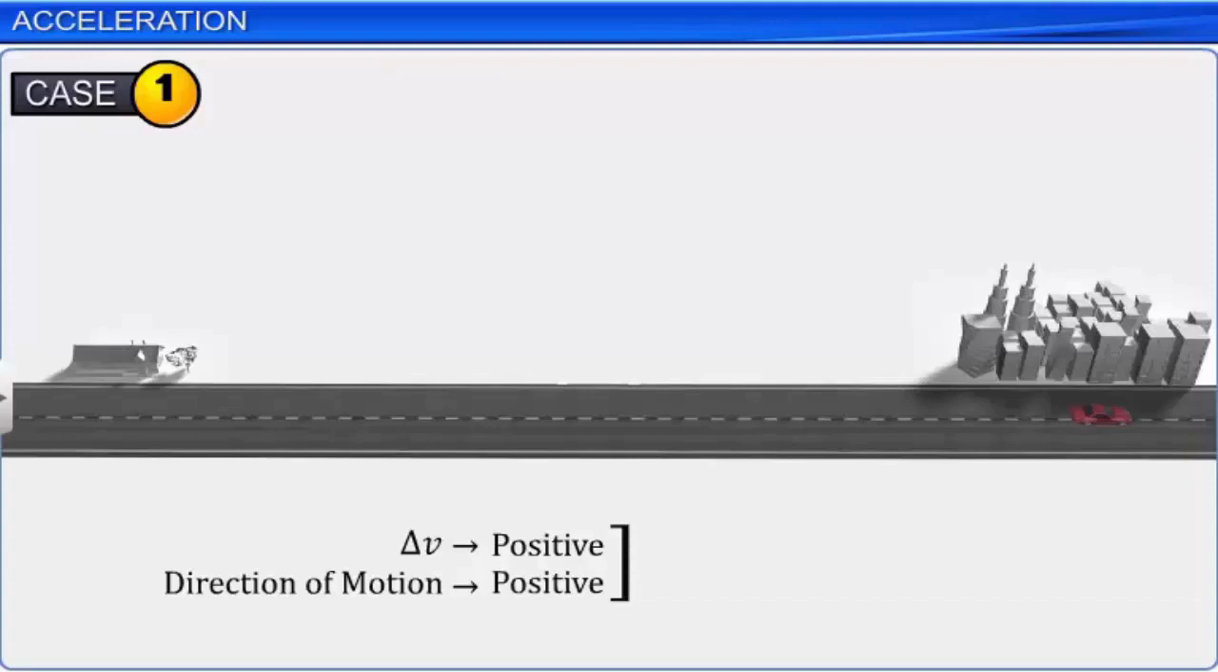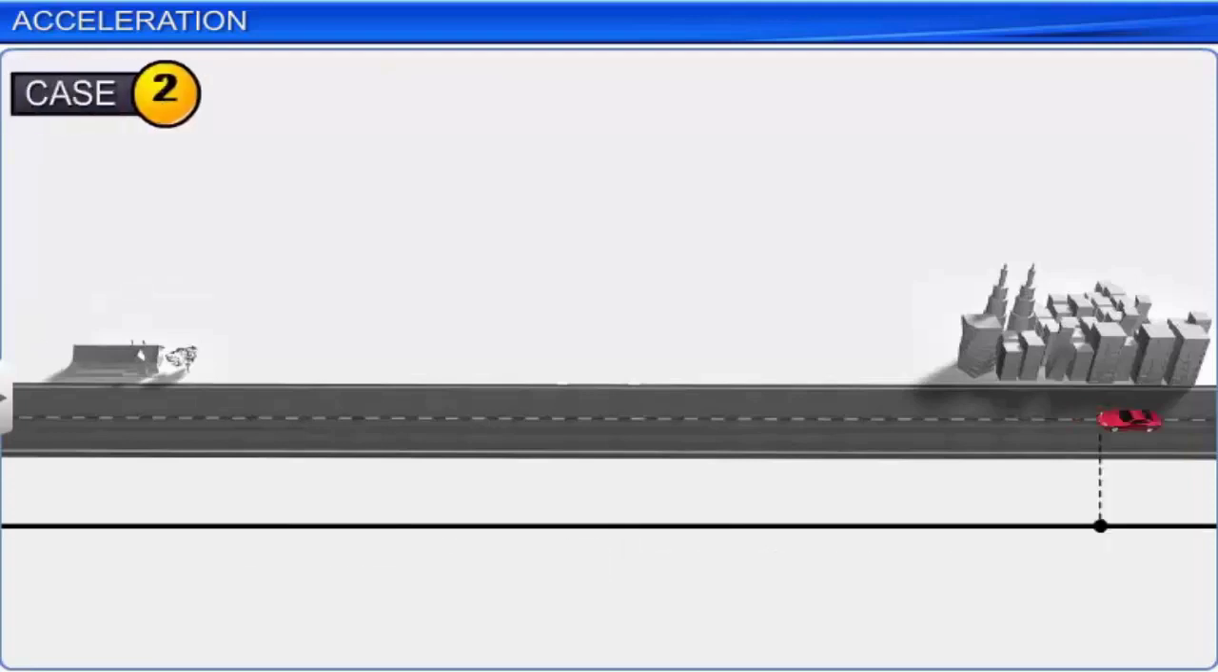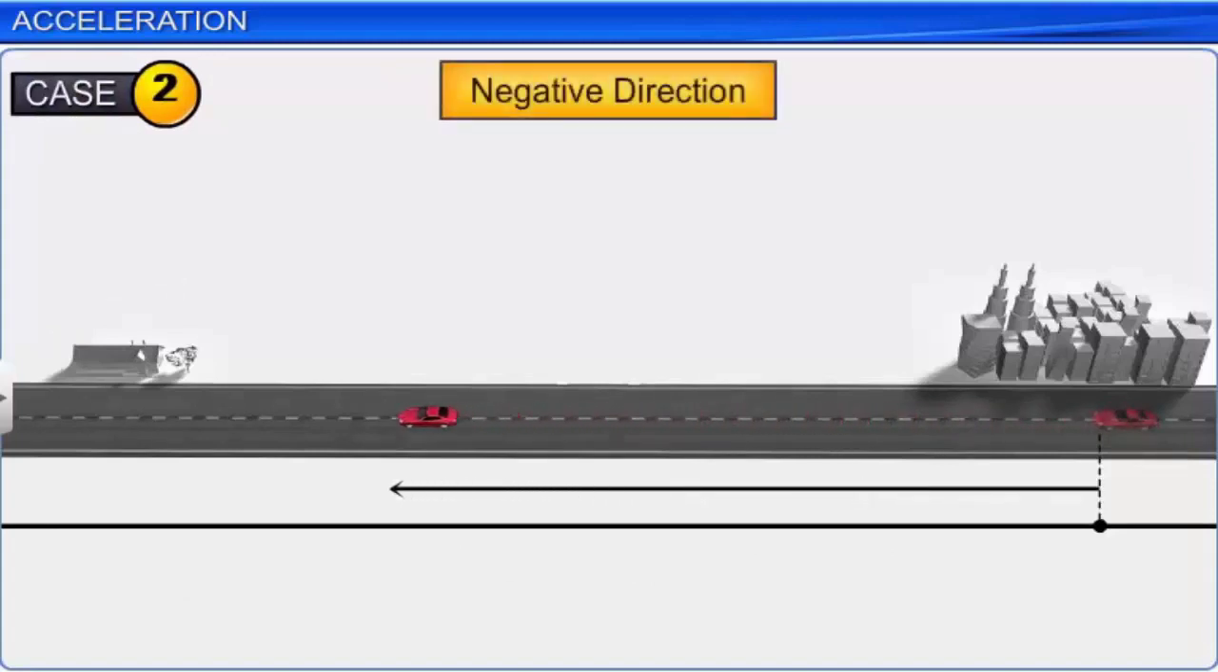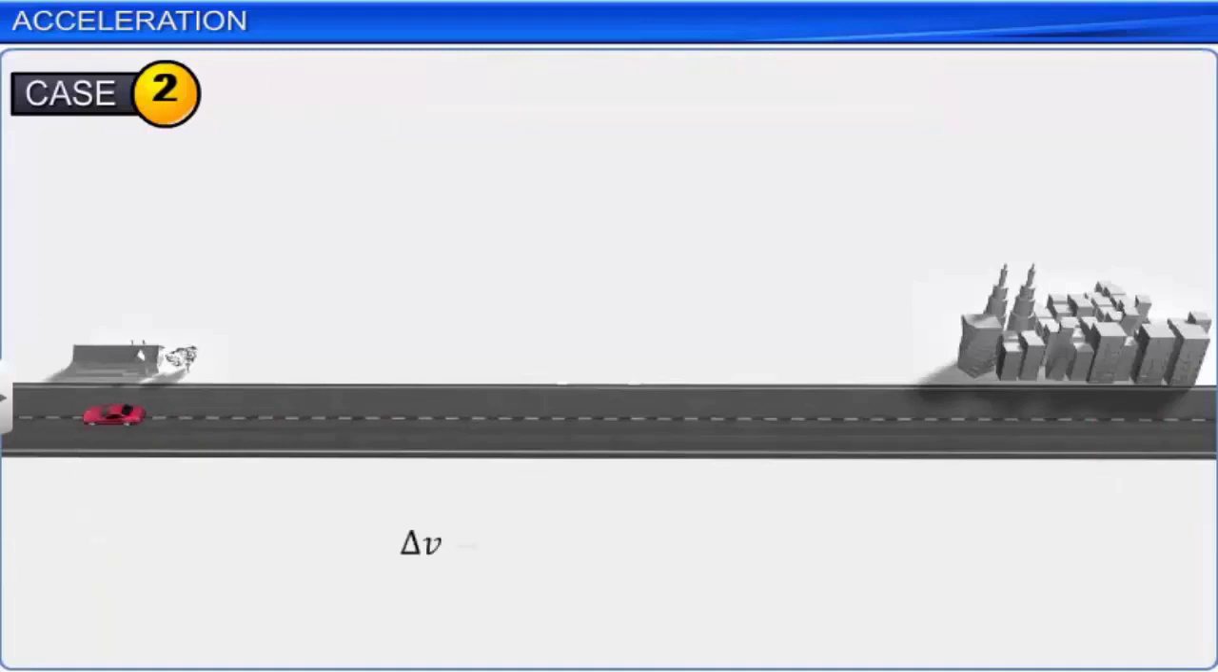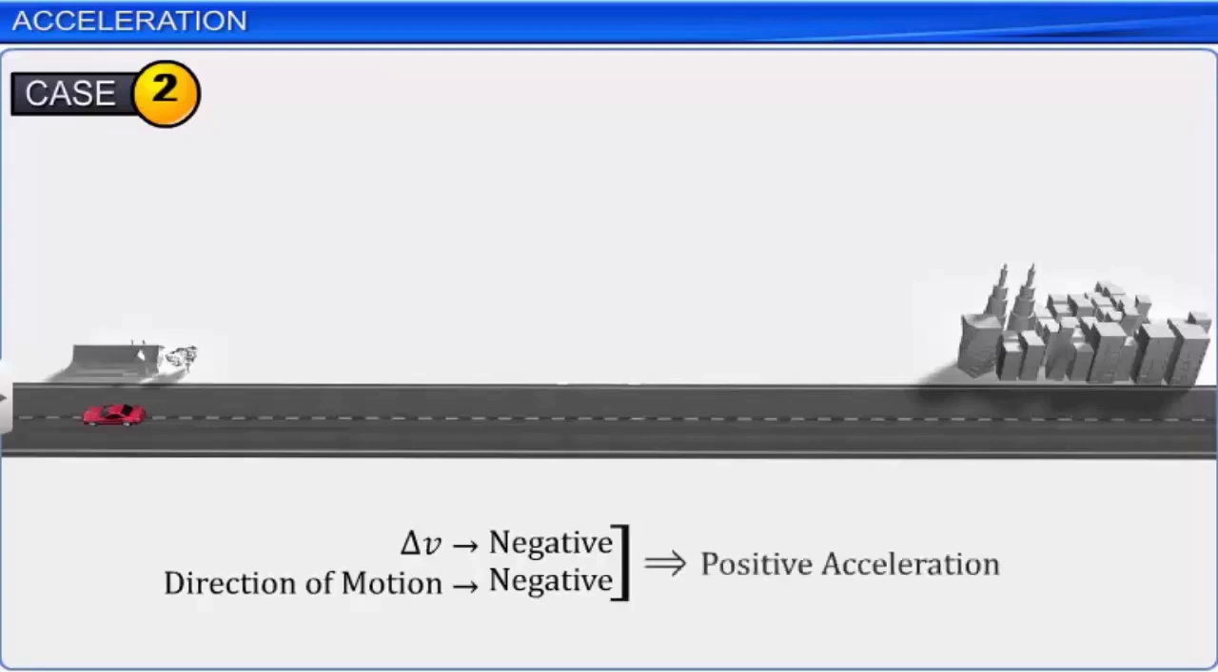Case 2. In this case, the car is moving in a negative direction. That is, from point B to A, with a decrease in the magnitude of velocity. Here, delta V is negative and the direction of motion is also negative. Since the product of two negative values is positive, acceleration in this case is also positive. Let us now consider cases where acceleration is negative. Case 1. Now consider the car moving in a positive direction.